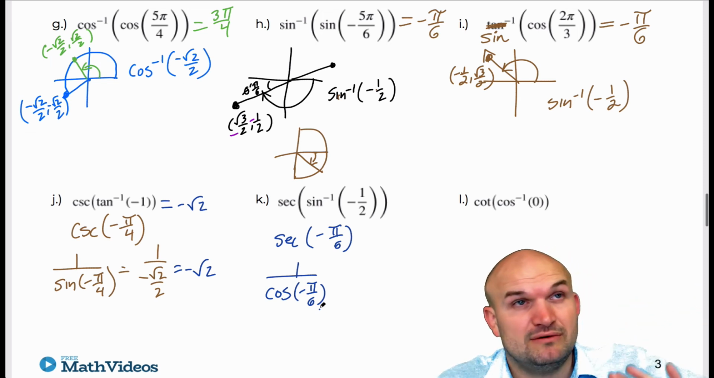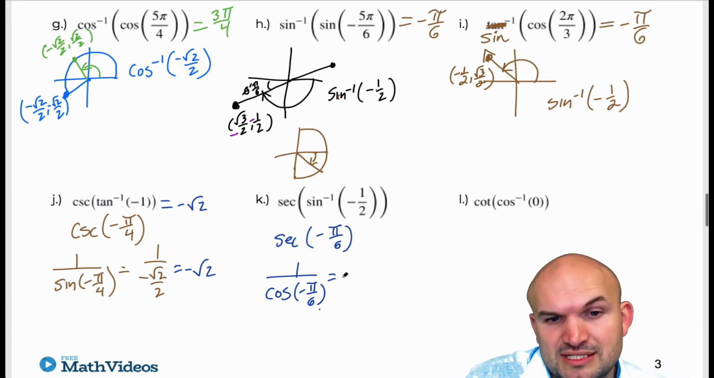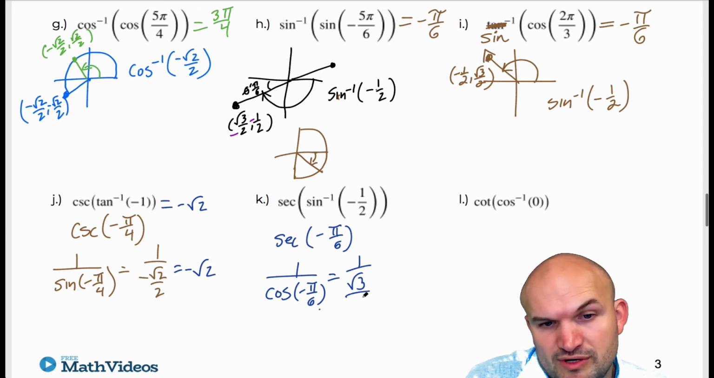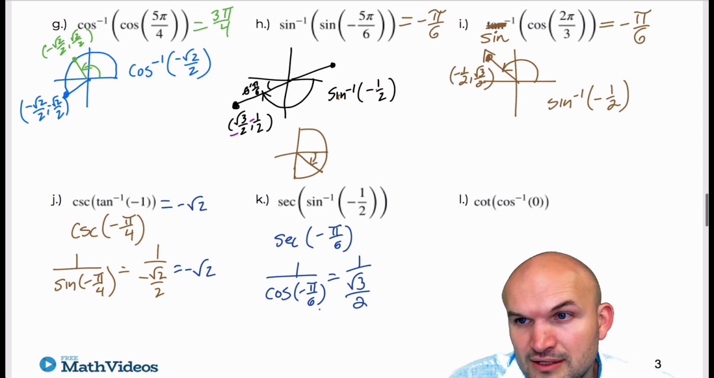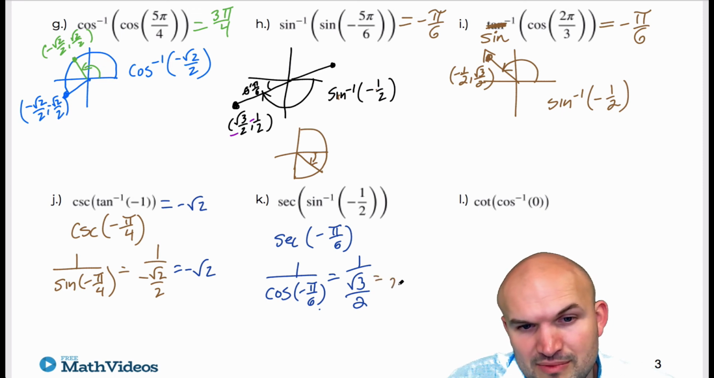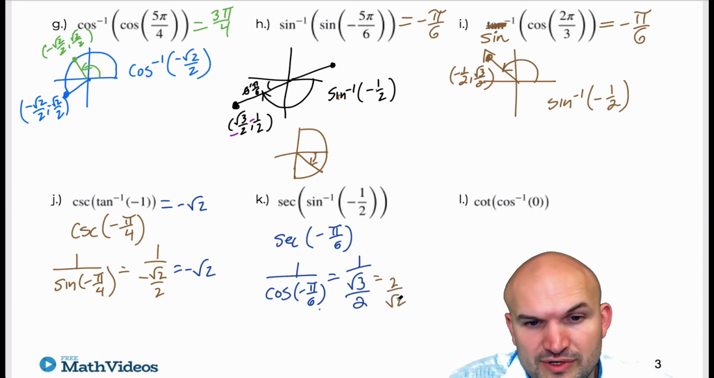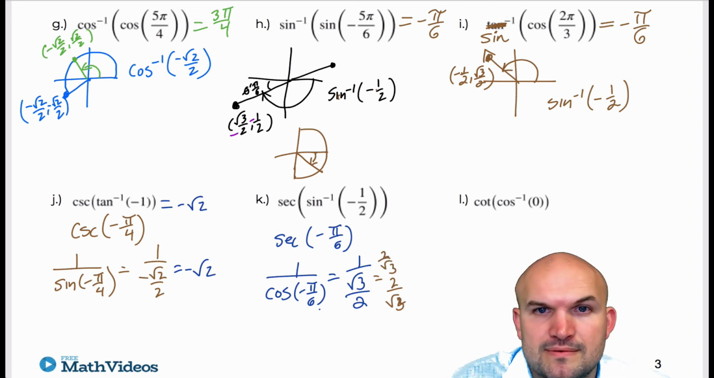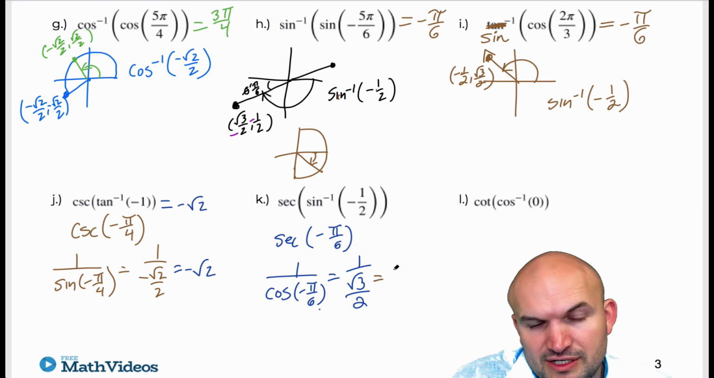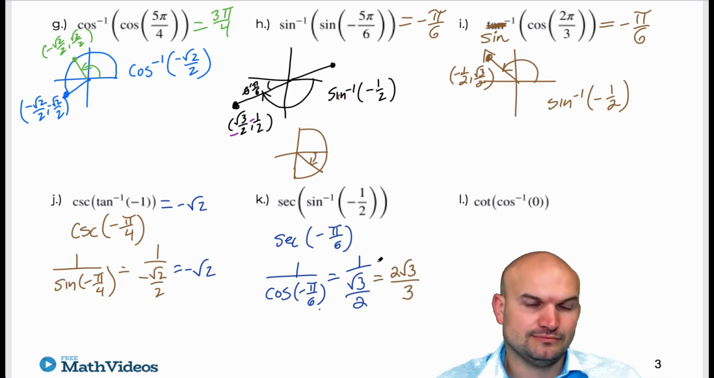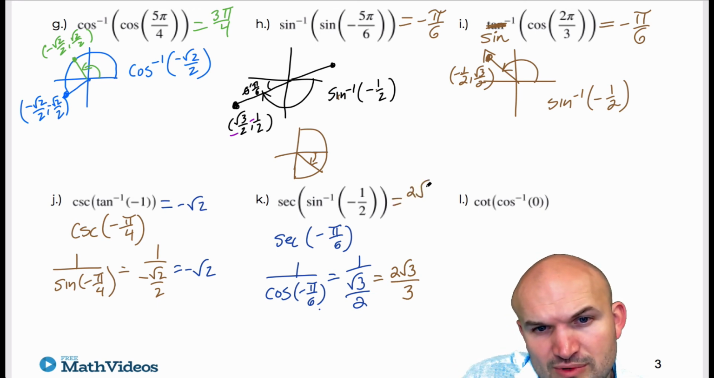And for pi over 6, the reference angle, that's going to be square root of 3 over 2. So basically, it's 1 over the square root of 3 over 2. And then again, if you rationalize the denominator here, which would be 2 square root of 3 over 3. Okay. So therefore, my answer for that one, when you simplify, you're going to get 2 radical 3 over 3. So that answer is 2 radical 3 over 3.